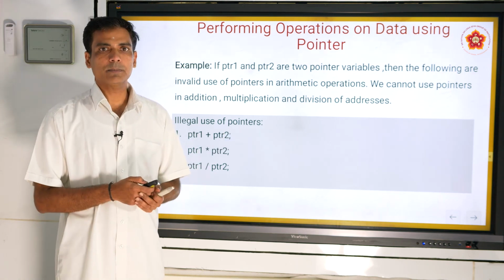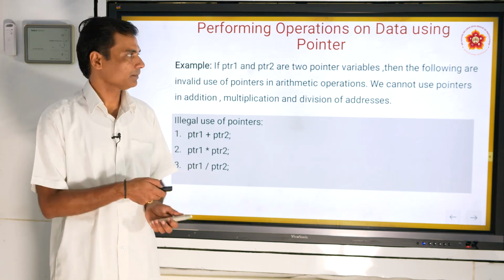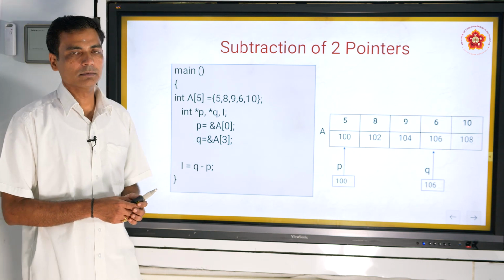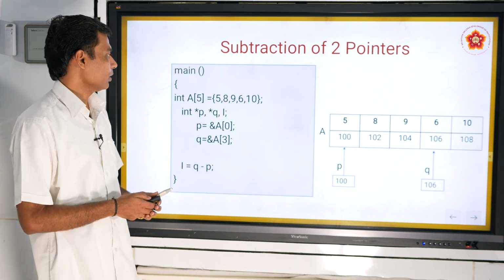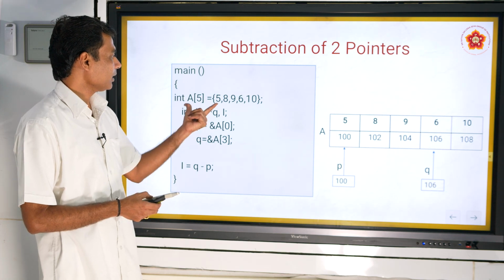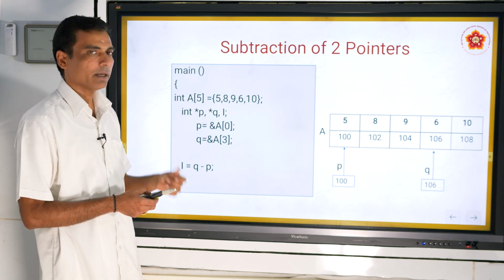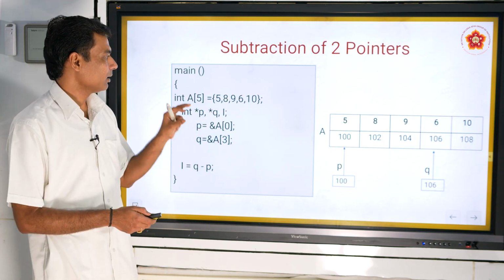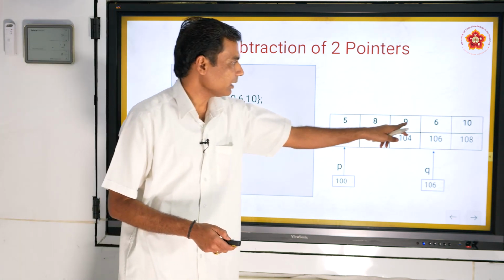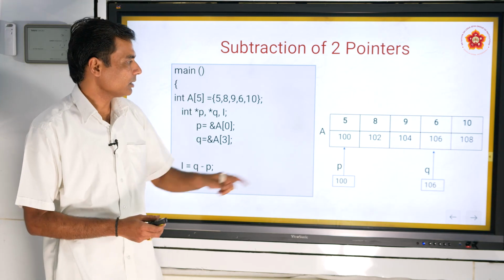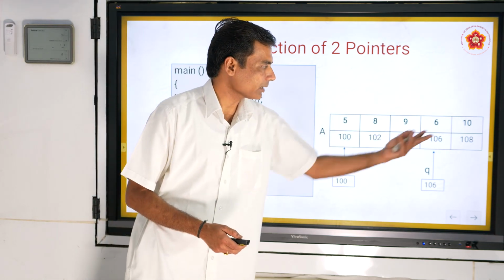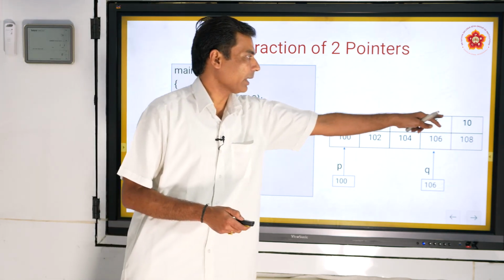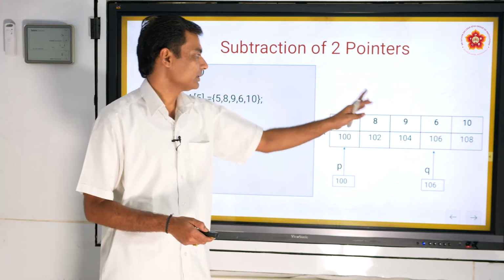But one operator that it supports is pointer subtraction. This is an example by which we can understand the meaning of subtraction of two pointers. Here I have created one integer array having 5 elements: 5, 8, 9, 6 and 10. These elements are represented in memory in this way. These are the addresses, or you can consider them as indexes of the array. These are the data values 5, 8, 9, 6 and 10.